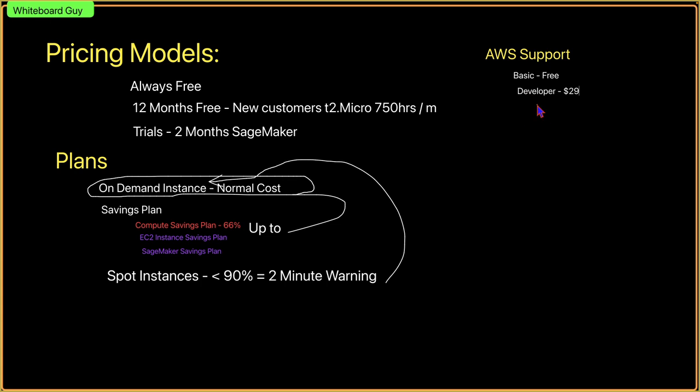Now, you will need to know a few things. Some of those are, what does it get me? General guidance. General guidance is just under 24 hours. Then there is system impairment. If my system that I have with AWS is impaired, how soon will I get help for this? It is under 12 hours.